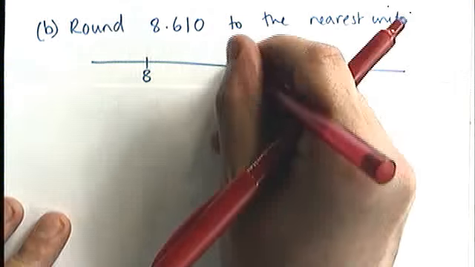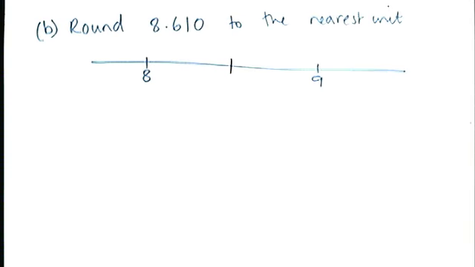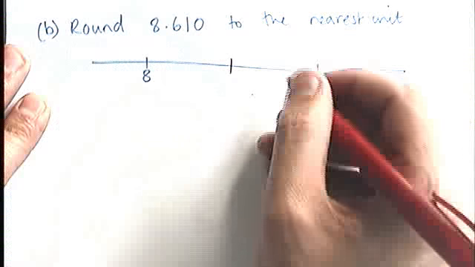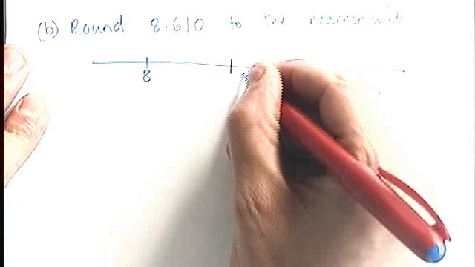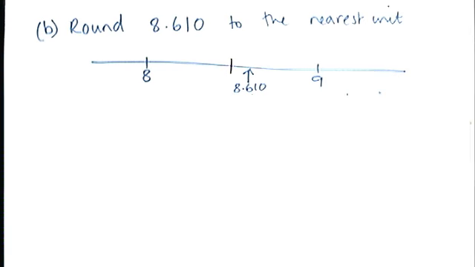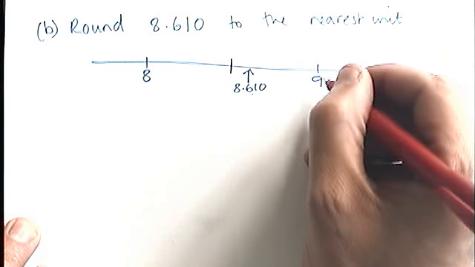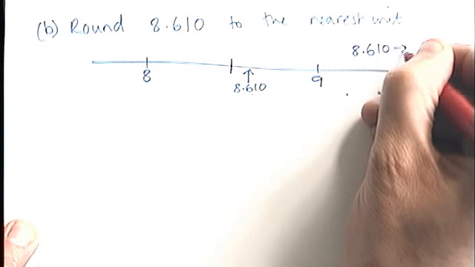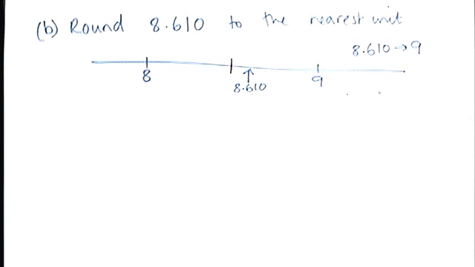Okay, and 8.5 is about in there, and we want 8.610. 8.610 is about there, a little bit bigger than 8.5, and therefore it's going to be closer to 9. So if I was rounding this, 8.610 to the nearest unit, the nearest whole number, would make 9.